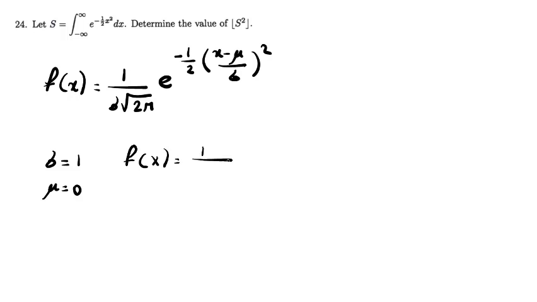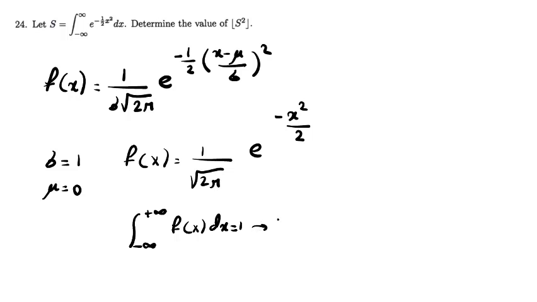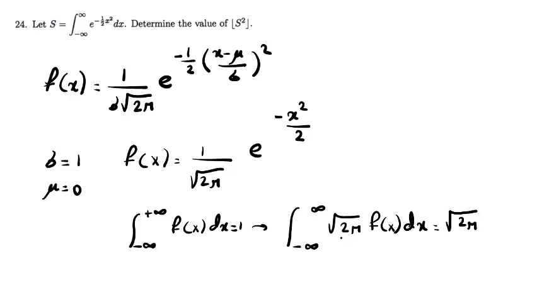So we can say, if we consider sigma equals 1 and mu equals 0, f of x in this case will be 1 over root 2 pi, e to the power of negative x squared over 2. Now, from negative infinity to positive infinity, because it is a probability density function, the integral of f of x dx is 1. If you multiply both sides by root 2 pi, because it is a constant, it is exactly the thing we have here, g of x.